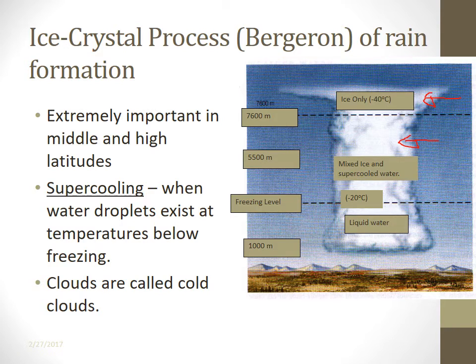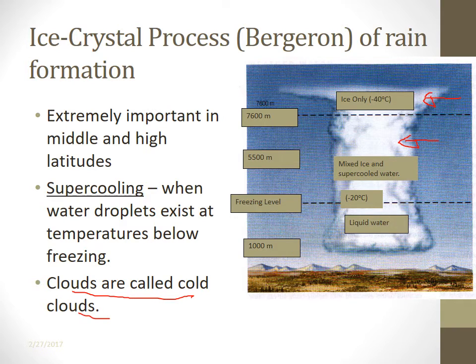And supercooled water is water that's below the freezing point, or below 0 degrees Celsius, but hasn't frozen yet. It's still liquid, so we call it supercooled. It hasn't been able to find any place to freeze onto. And then the lower part of the atmosphere, these clouds usually have their base around 1,000 meters, and that has a cloud of just liquid water. And so these clouds are always called cold clouds.